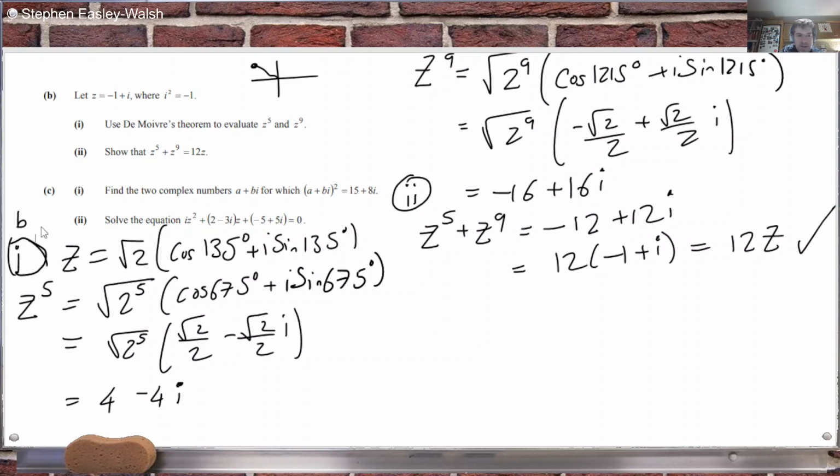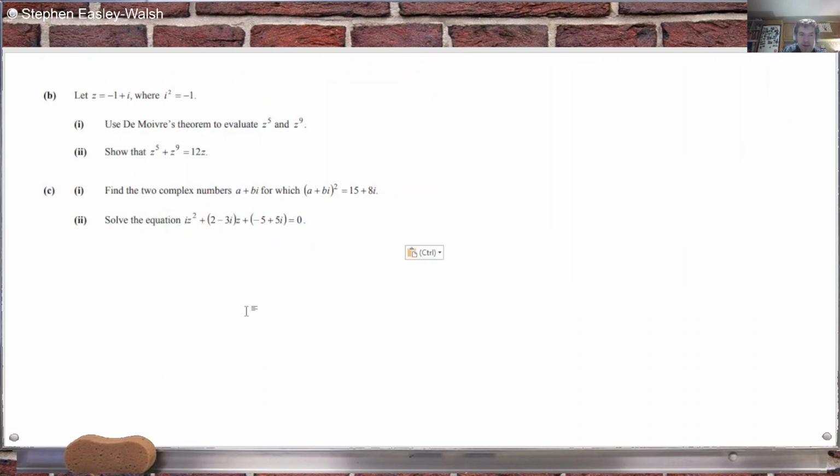Didn't realize it. Now, the next part is we want to solve this equation and use it to solve the second one then. Yeah, so we've seen one like this before. What's going to happen is this quadratic will produce a root of 15 plus 8i. So that's why this part will be useful for the second part. So let's have a look at that.